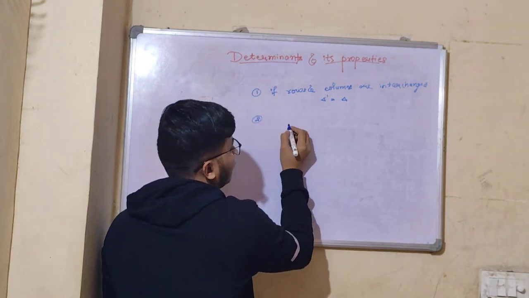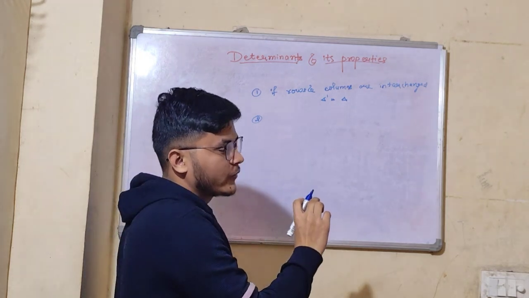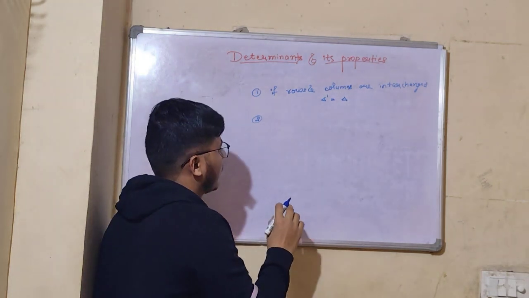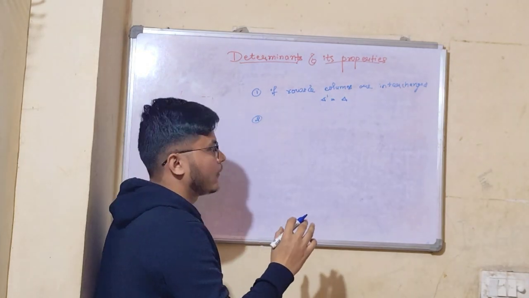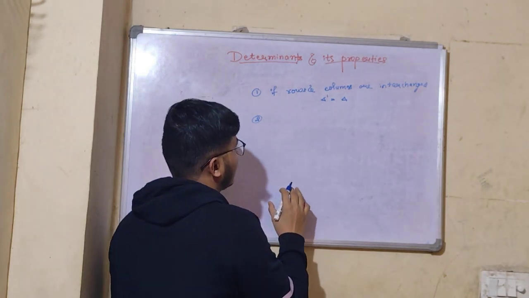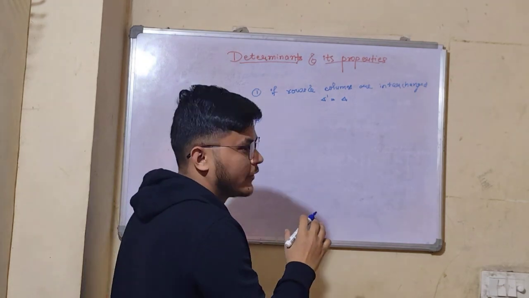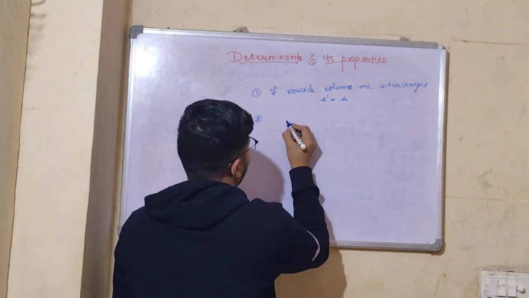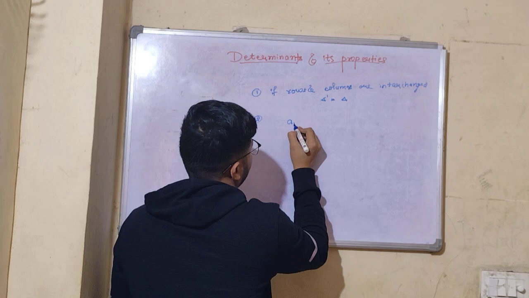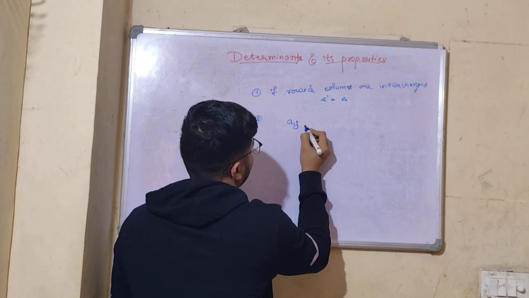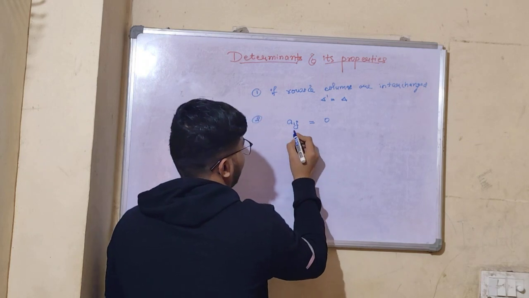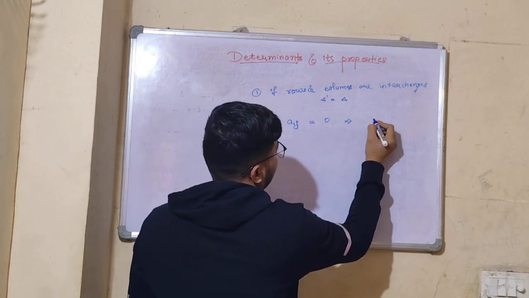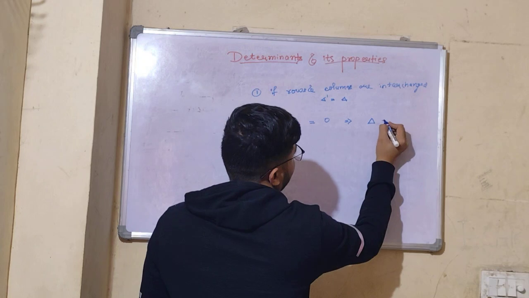The second property is, if all the elements of any one row or one column are 0, then the whole value of the delta will be 0. Suppose, let's say, the first row has all the elements 0, then we can conclude that the value of the delta will be 0.